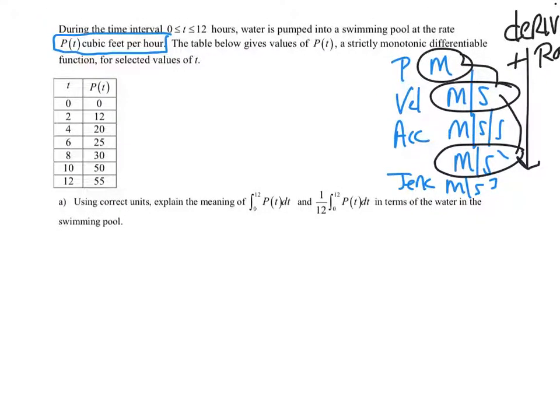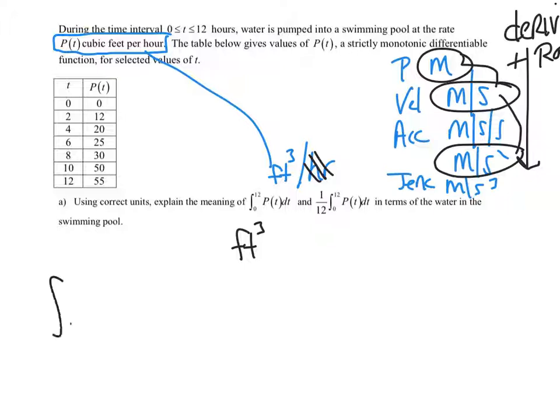So let's take a look at these units. P of T, they tell you right here, is feet cubed per hour. So if I integrate feet cubed per hour, I'm going to lose one of my rates. I'm going to lose the per hour, and I'm just going to get feet cubed. Okay, so how are we going to write this integral up?